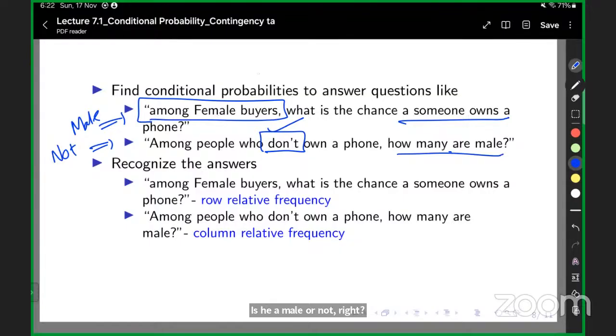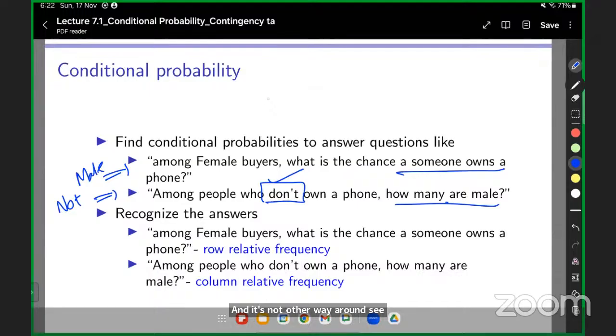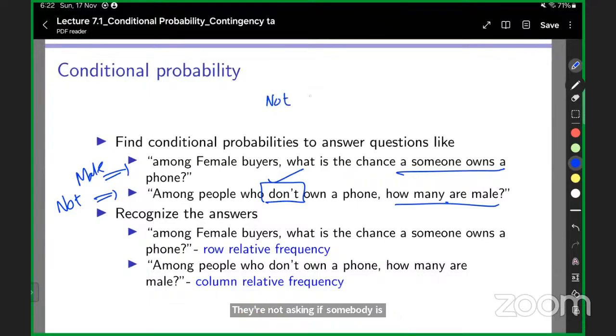So in the first case, what I did is I chose female. Among females, what is the chance that somebody will own a smartphone? It's not the other way around. They're not asking if somebody is not owning a smartphone, is she a female? That is not the question. They are saying that we know the person selected is a female. Now, does she own a smartphone?